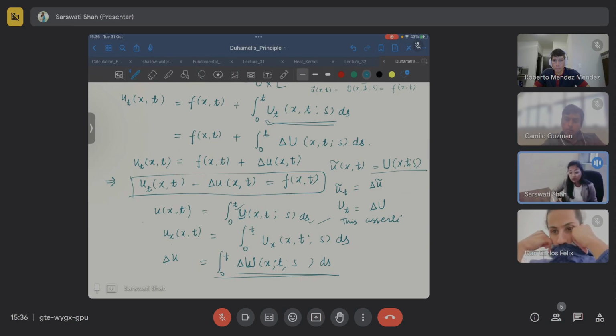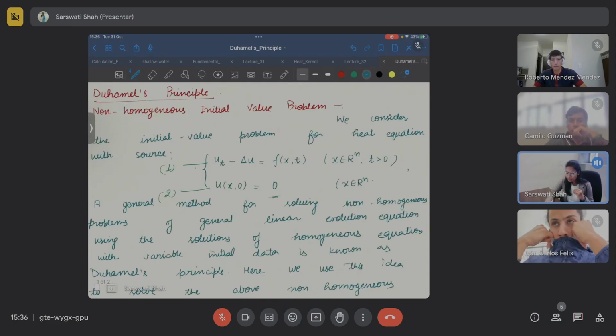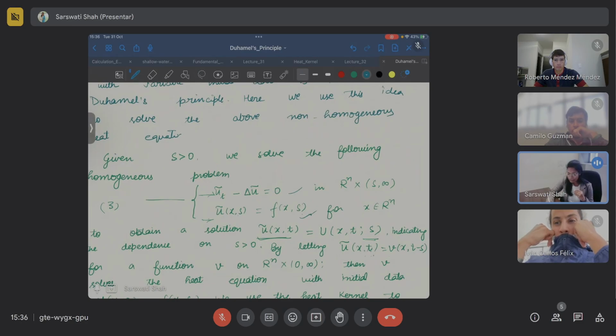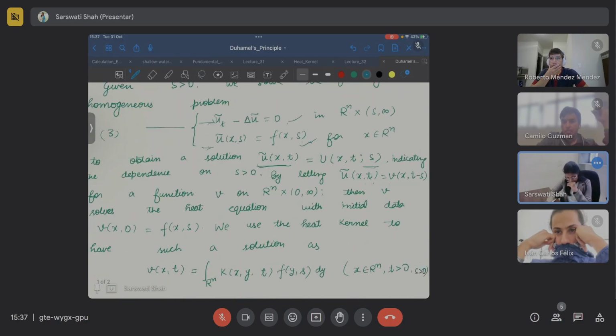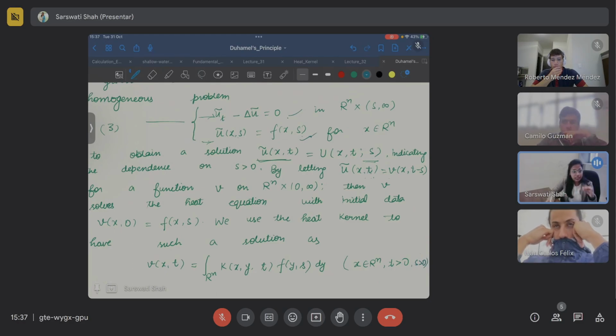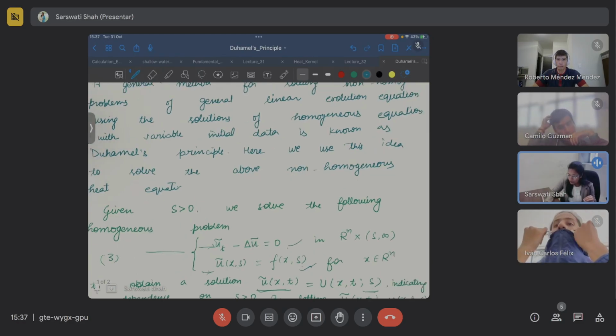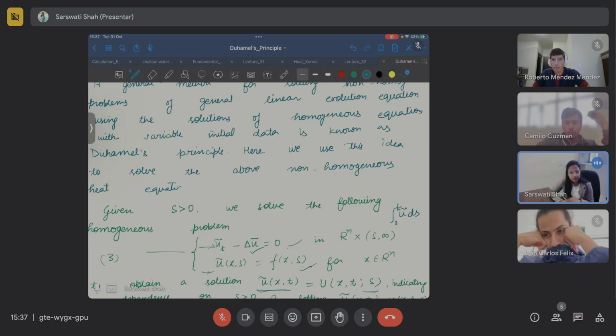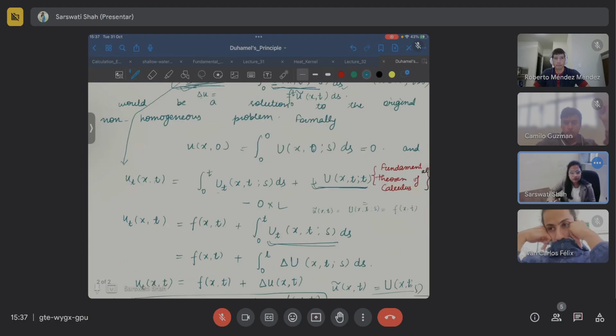So if we have a non-homogeneous heat equation with a constant initial condition, then we can express that non-homogeneous heat equation in terms of the homogeneous heat equation with a variable initial condition. And we can write the solution of the given heat equation as the integration, with respect to t, of the solution of this. Is it okay? The derivation is fine, Roberto? Okay.